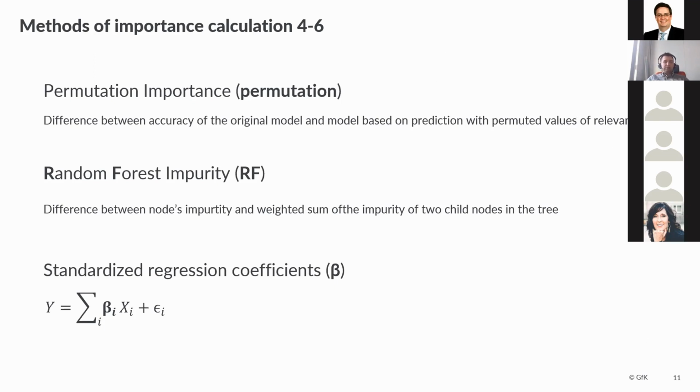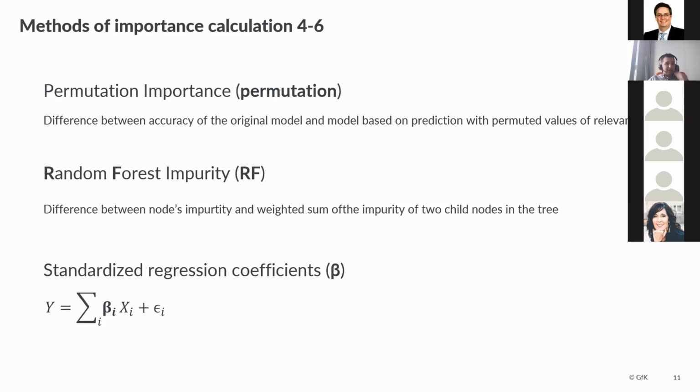For random forest I used the impurity importance. The impurity importance of the predictor is calculated as the sum of all impurity for all occurrences of this predictor in the entire forest, not only one tree, but the entire forest. The decrease of impurity is the difference between the node's impurity and the weighted sum of the impurity measures of the two child nodes in the tree.